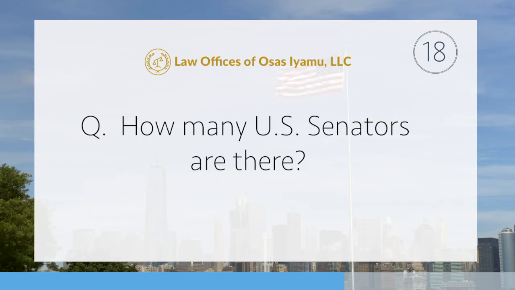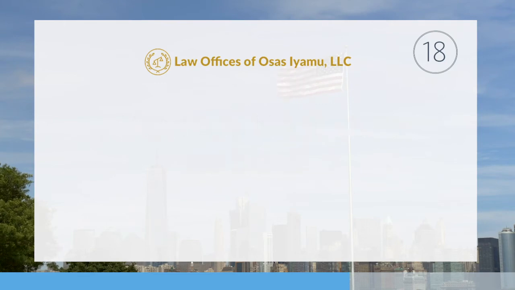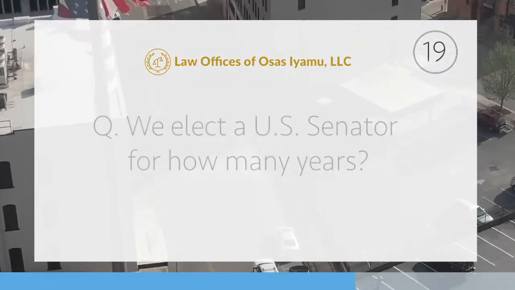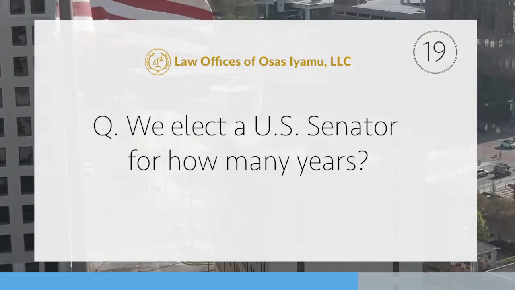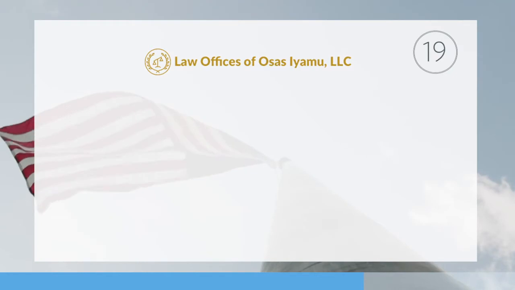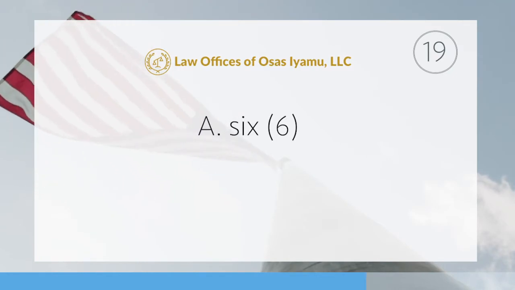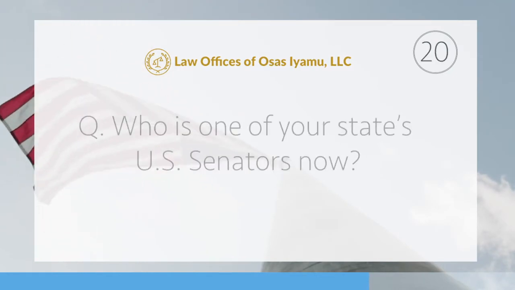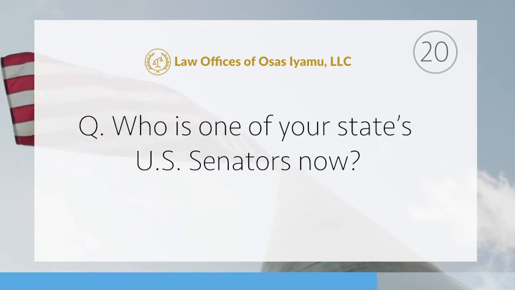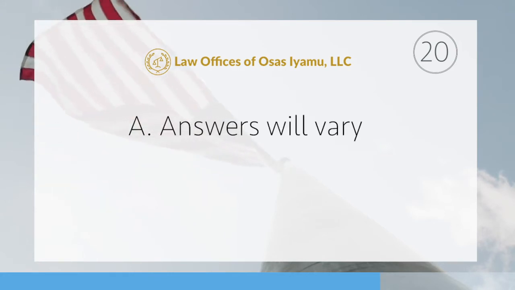How many U.S. Senators are there? 100. We elect a U.S. Senator for how many years? 6. Who is one of your state's U.S. Senators now? Answers will vary.